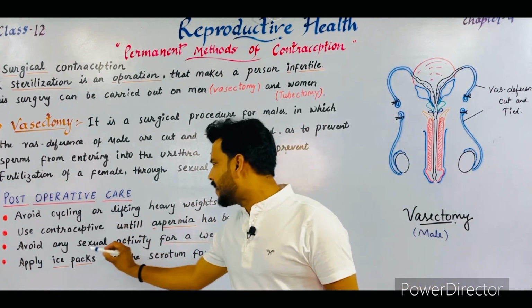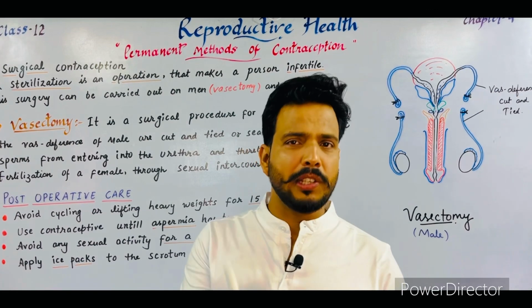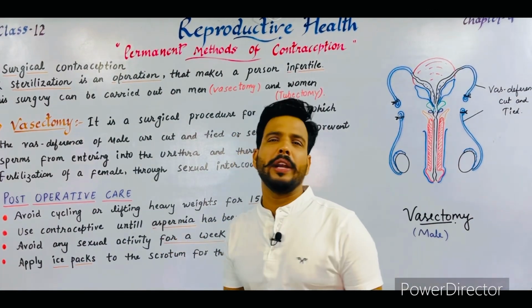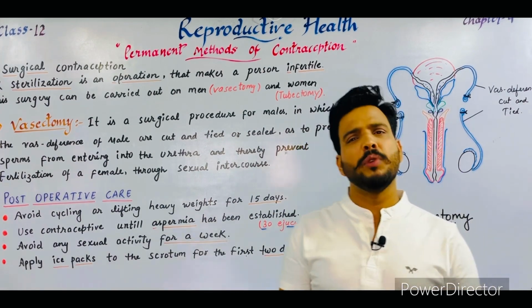Next is to avoid any sexual activity for a week. As you have had a surgery, you should avoid any sexual activity for at least 1 week. You should not have sexual intercourse within 1 week.